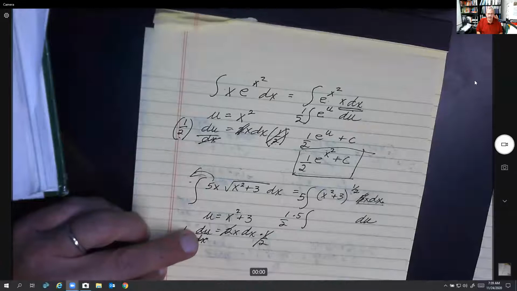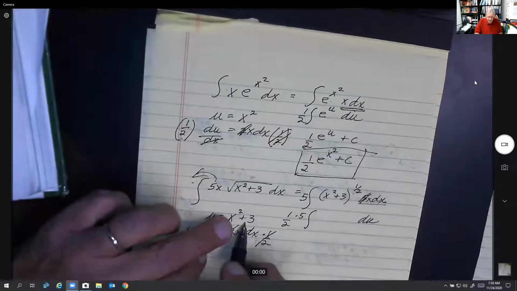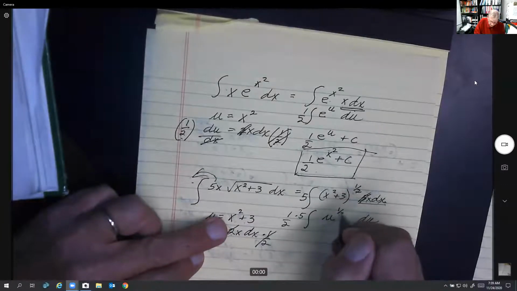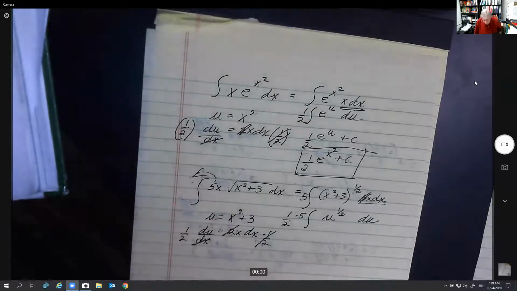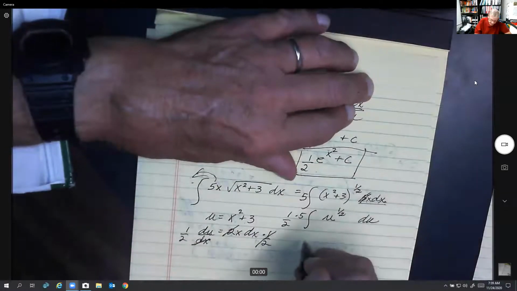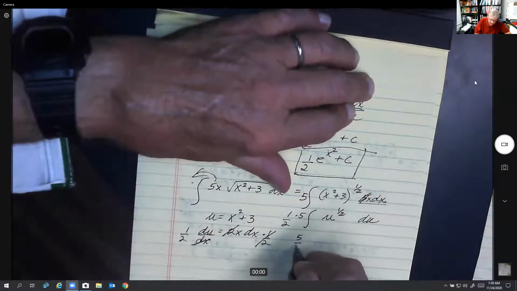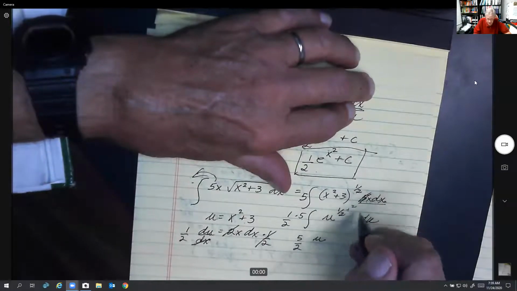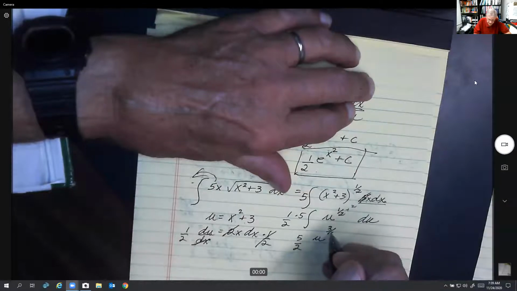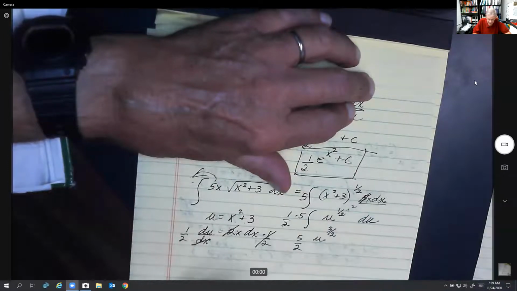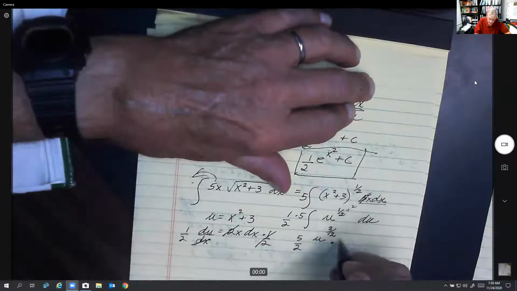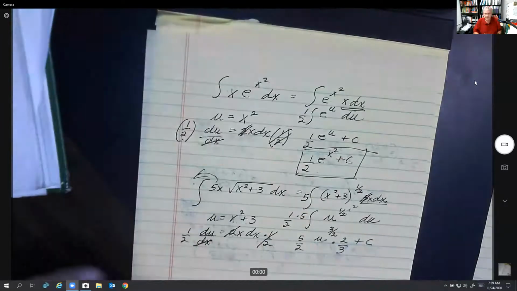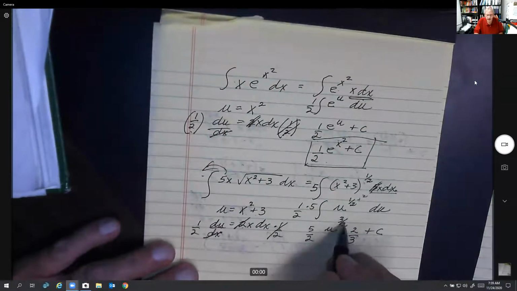Okay, 5 halves, basically. And then in place of x squared plus 3, I'm going to put my u to the half power. What a mess, huh? So now I've got 5 halves times u to the what? Well, we're going to add, right? 2 2's. So that'll be to the 3 halves times the reciprocal of 3 halves, which is 2/3, plus c. Right? U to the 3 halves.